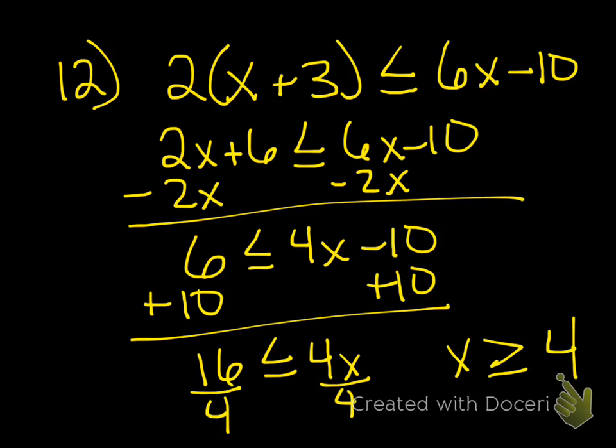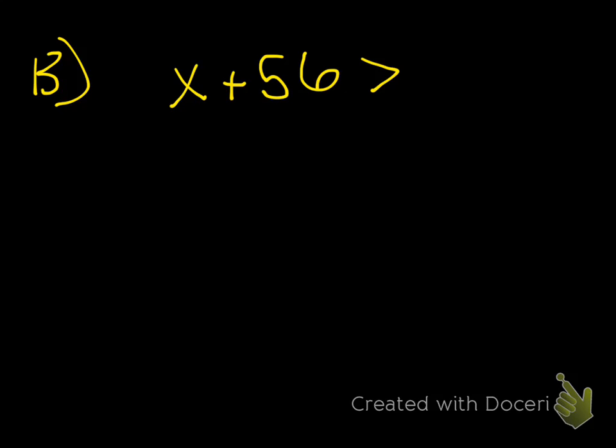Alright, number 13. The sum of a number and 56 is greater than the product of negative 2 and that number, so negative 2x. Right, so we can do a couple things on this.